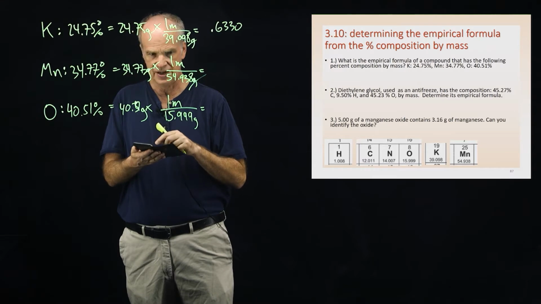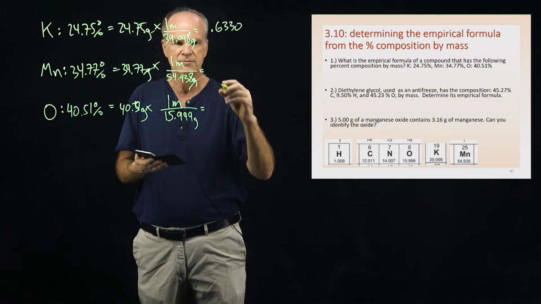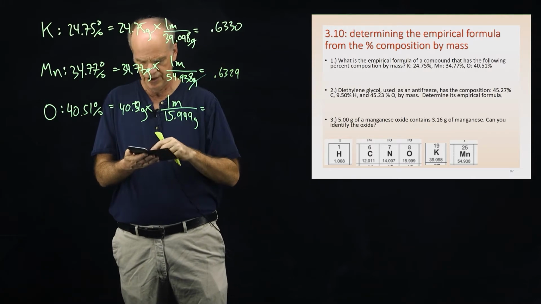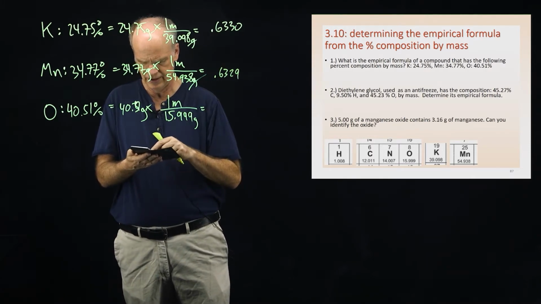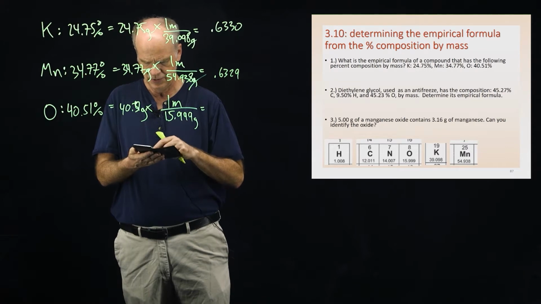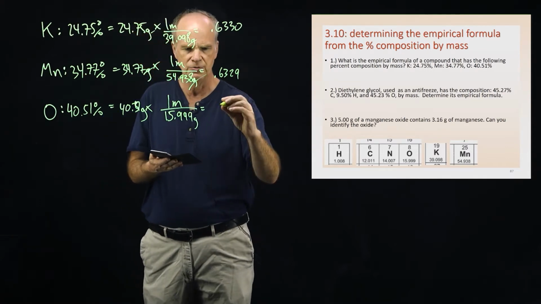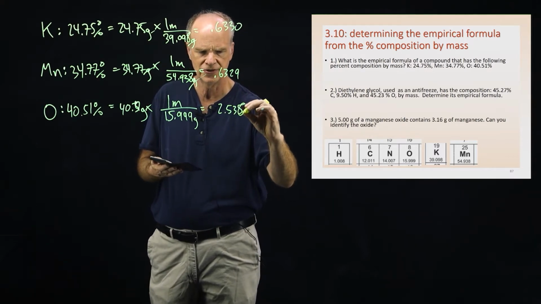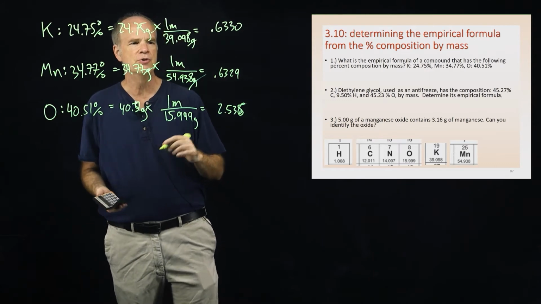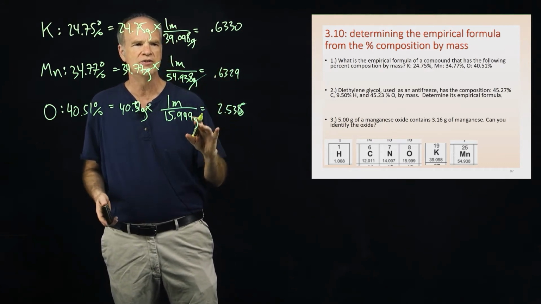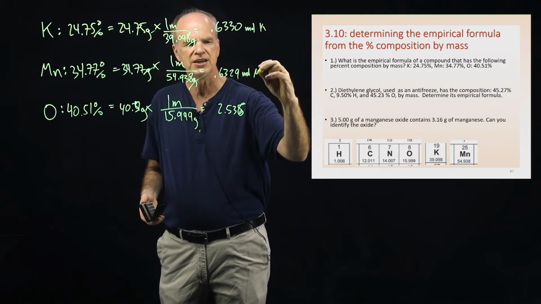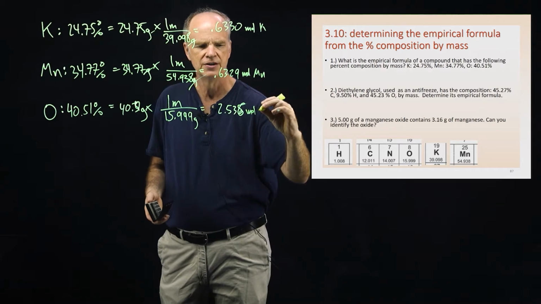34.77 divided by 54.938, and we get 0.6329. The next one is 40.51 divided by 15.999, and we get 2.535. I'll make it 6. Okay, so far so good. So what do we have here? We have a relative mole ratio of these elements. Let me just indicate that this is moles potassium, this is moles manganese, and this is moles oxygen.